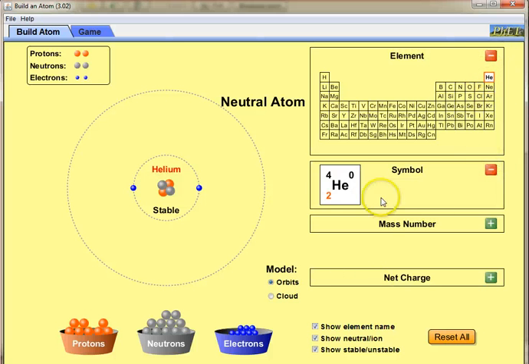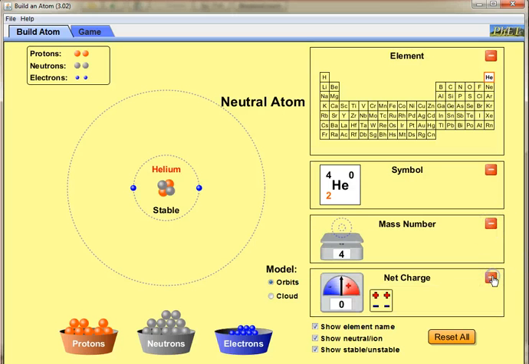You can also say helium 4, with mass number and net charge. Okay, we can just expand that. Alright, so is this understood, how helium is formed from hydrogen? Okay, so if we add one more proton, which element from this periodic table do you think is going to be formed if we add one proton and one electron?